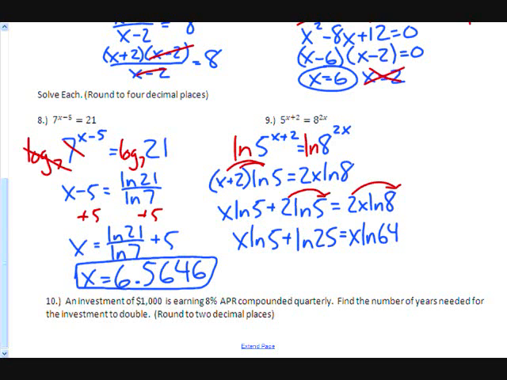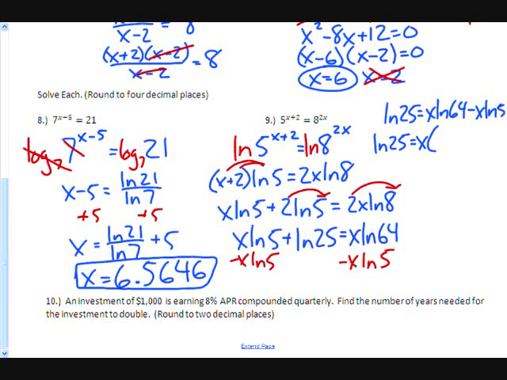Now I have to get my x values together, so I'm going to subtract the x natural log of 5 from each side. And when I do that, I'm going to have the natural log of 25 equals x natural log of 64 minus x natural log of 5. And now to isolate that x value, I've got to factor it out. So I'm going to have the natural log of 25 equals x times the natural log of 64 minus the natural log of 5. So I factor the x out.